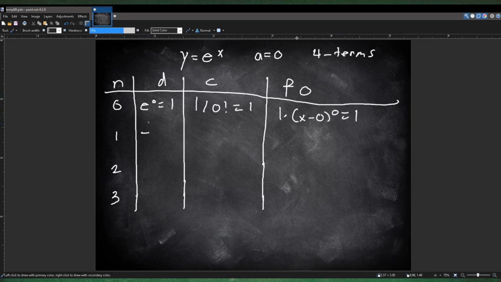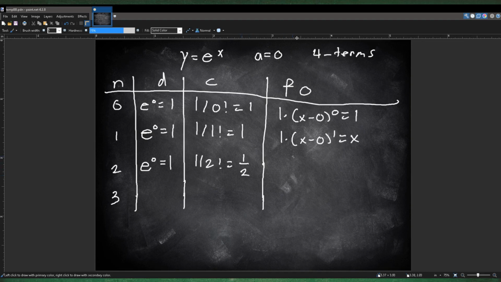Now the derivative of e to the power of x is just e. And then e to the power 0 is 1. 1 divided by 1 factorial, that's 1. And then 1 times x minus 0 to the power of 1, that's just x. Okay, the second derivative of e to the x is also e. The derivative of e is always e. So e to the power 0, because that's where our center of our graph is, that's 1. So 1 divided by 2 factorial, that's 1/2. So 1/2 times x minus 0 to the power 2, that's 1/2 x squared.